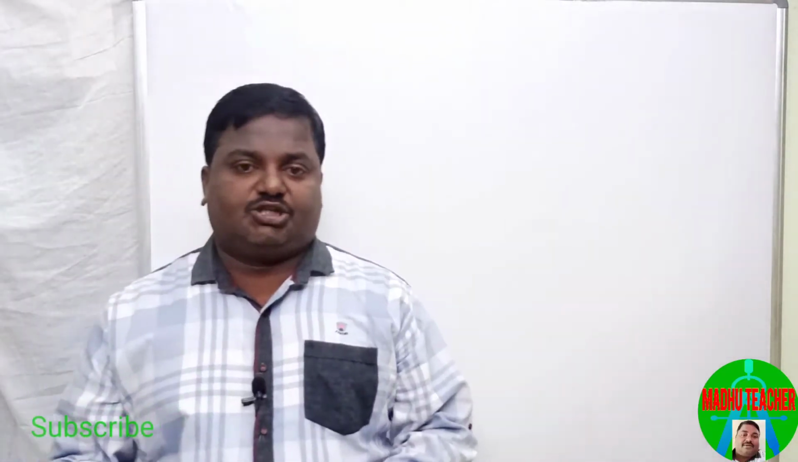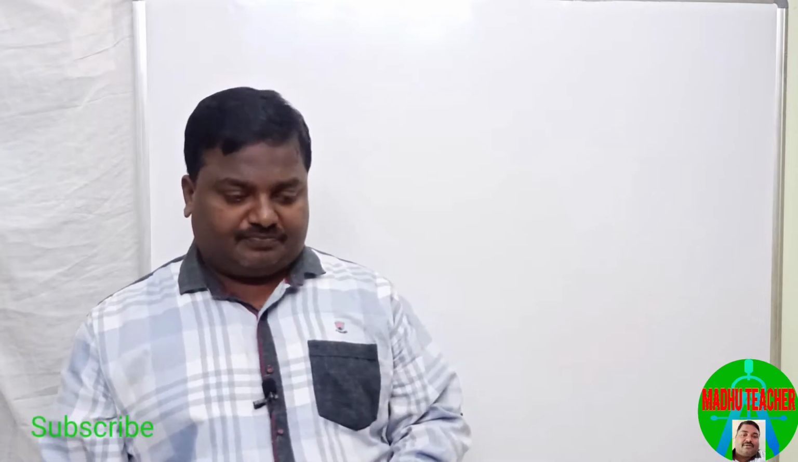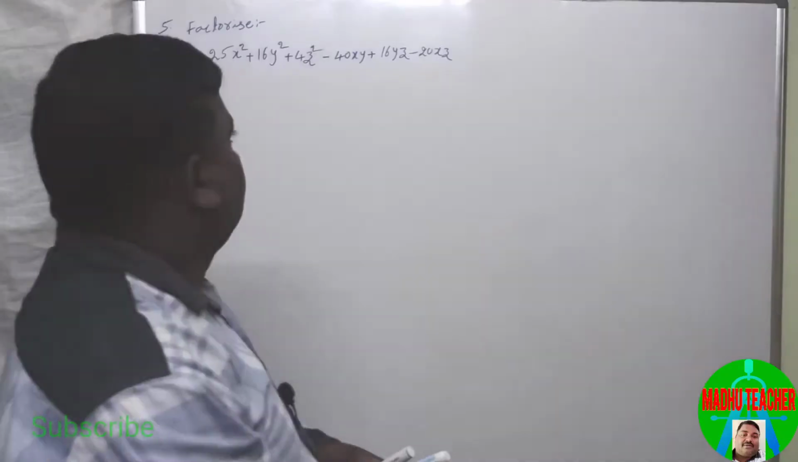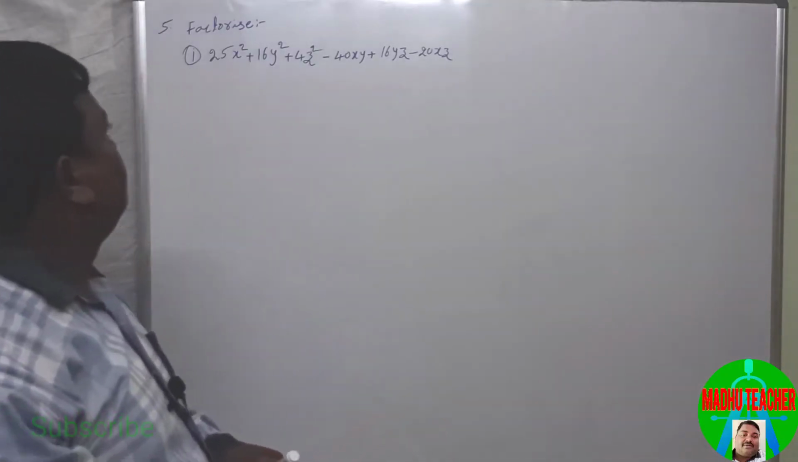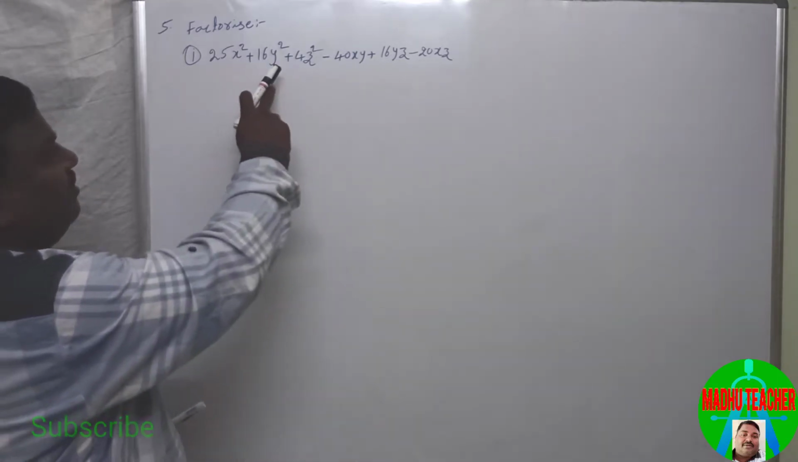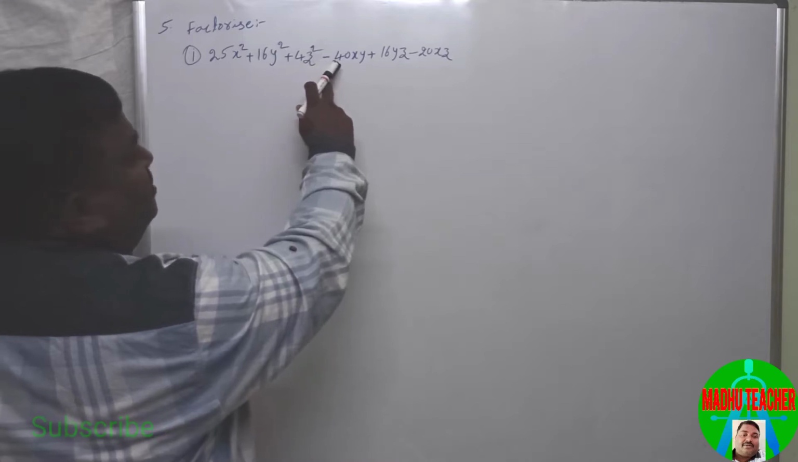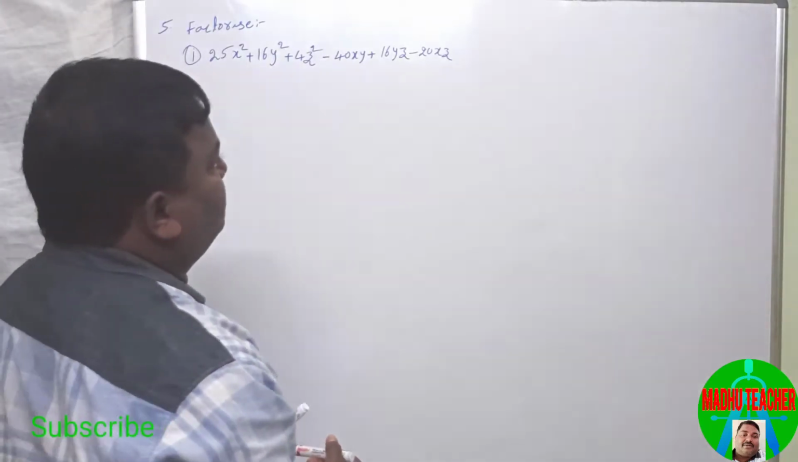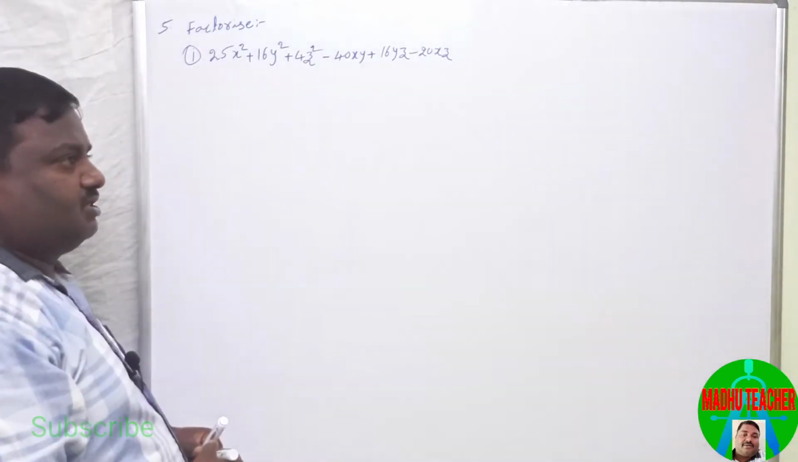Hi everybody. In previous videos we solved up to the fourth problem in exercise 2.4. Now in this video we are going to solve from the fifth problem. Let us see the fifth problem. The fifth problem is: factorize 25x square plus 16y square plus 4z square minus 40xy plus 16yz minus 20xz.